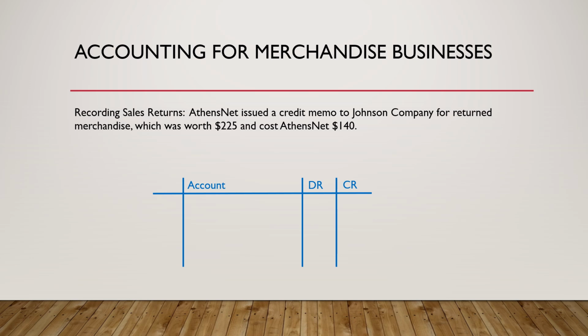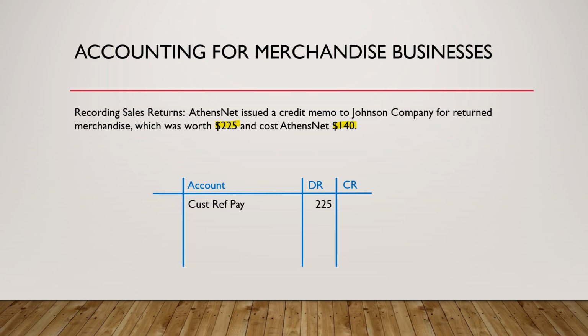Recording sales returns. AthensNet issued a credit memo to Johnson Company for returned merchandise, which was worth $225 and cost AthensNet $140. How to record a return. First, debit customer refunds payable for the refund liability being satisfied.